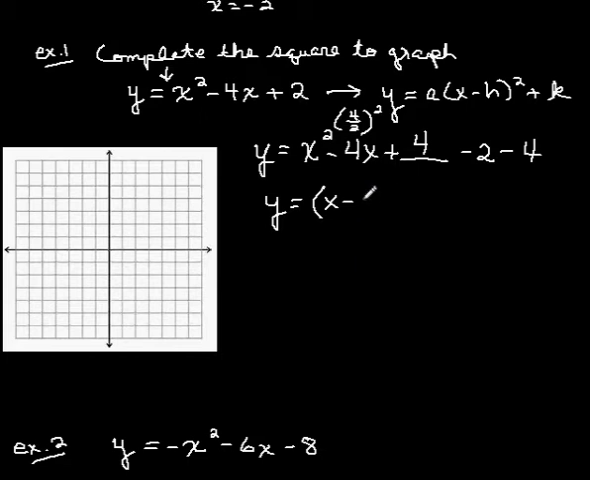Hold on a second, I just bumped my pen. (x - 2) quantity squared minus 6. So now we have it in graphable form, and we can easily sketch a graph of what this is going to look like.